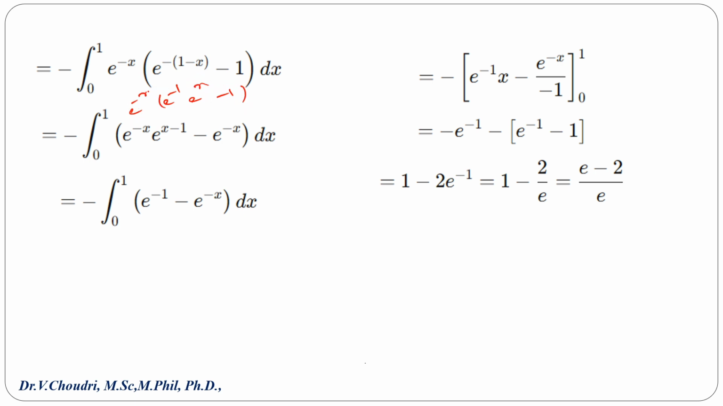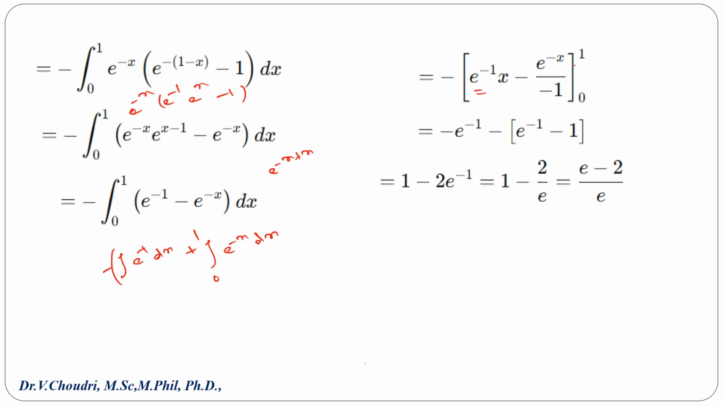Outside, what is there? e power minus x. So multiply here: e power minus x into e power minus 1 into e power x, and minus 1 into e power minus x. See what happened? e power minus x plus x becomes e power 0, that is 1. So the only answer is e power minus 1 minus e power minus x, into dx. The minus is already outside. Now we are going to integrate. e power minus 1 is a constant. Integral of minus e power minus 1 into dx, plus integral from 0 to 1 of e power minus x into dx.